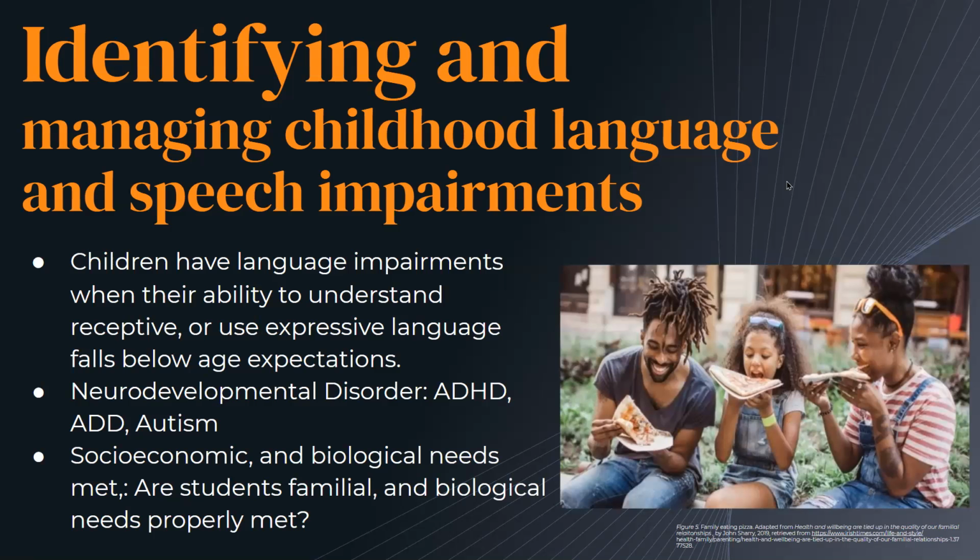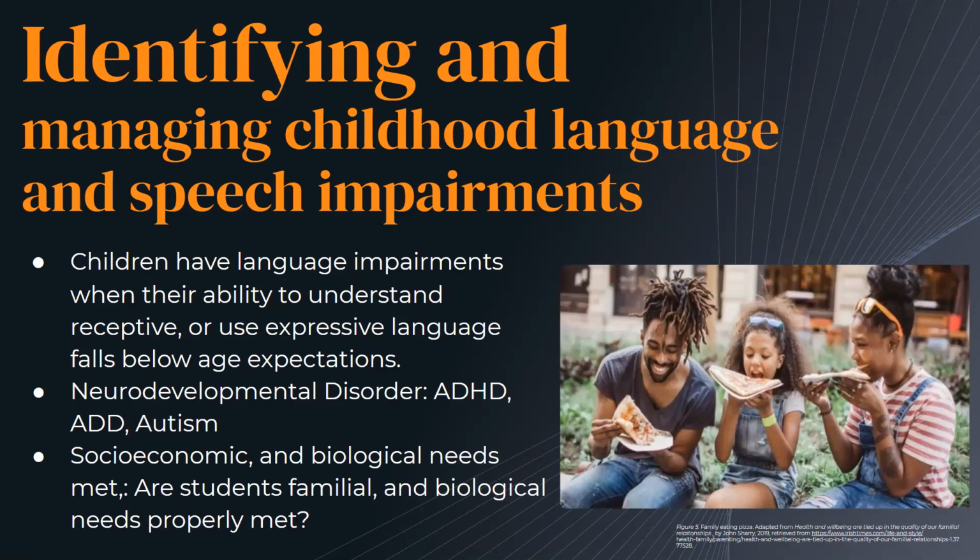So now we're going to be identifying and managing childhood language and speech impairments. Children have language impairments when their ability to understand receptive or use expressive language falls below age expectations, and those are typically studied when they are in kindergarten. Neuroscientists classify this as a neurodevelopmental disorder. It's typically related with ADHD, ADD, and autism.